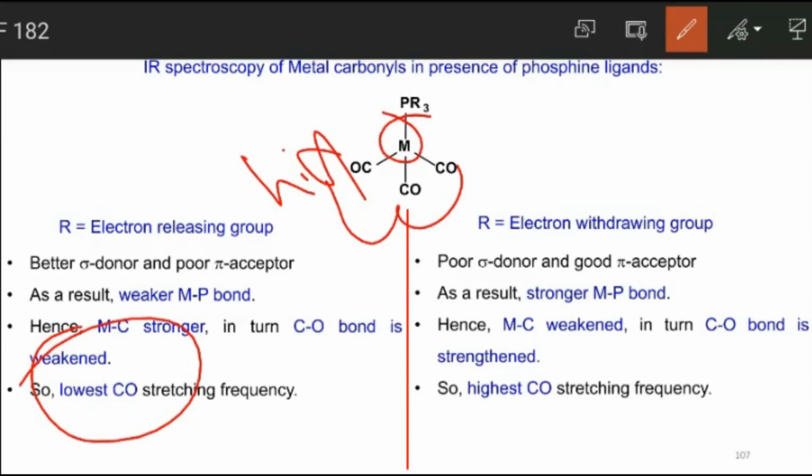On the other hand, if I have a fluorine for the same compound, with the fluorine actually being an electron withdrawing group, therefore it can act as a poor sigma donor but a very good pi accepting ligand because of the fluorine atom. Therefore, pi back bonding towards phosphorus will be more, making the metal-phosphorus bond strong, the metal-carbon bond weak, and the carbon-oxygen bond strong, and therefore the stretching frequency will be increased. In the case of carbon monoxide, the frequency will be increased. And that is what we talk about.